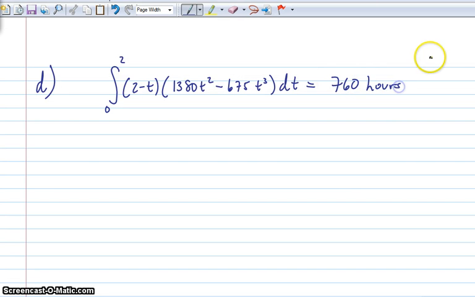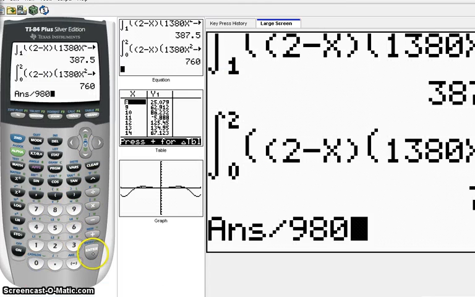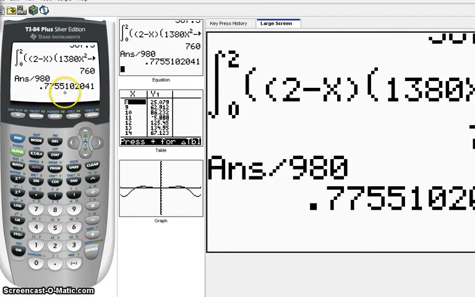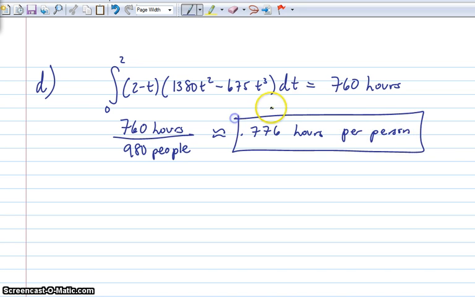So that would be the total wait time, 760 hours. To figure out the average wait time per person, we're going to take the 760 hours and divide by the number of people. The number of people we found in part A was 980 people. And just plug that in your calculator. So divide by 980, and you get about 0.776 hours per person is the average wait time, which kind of makes sense.